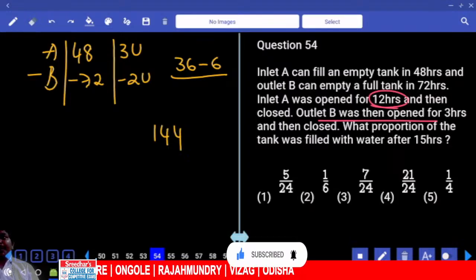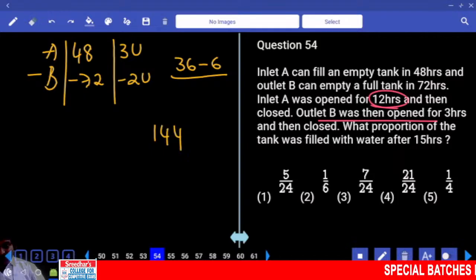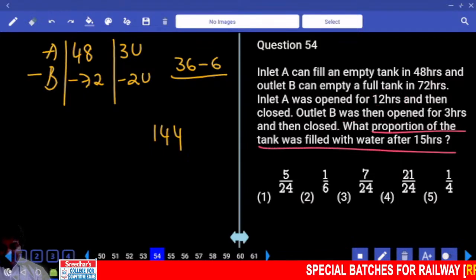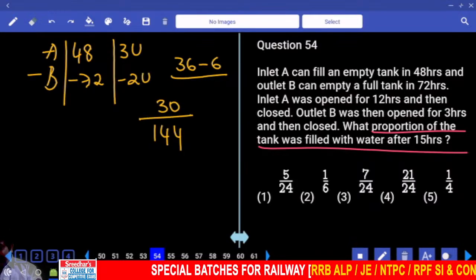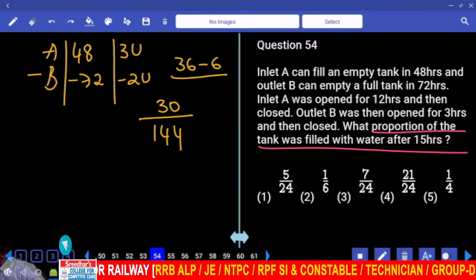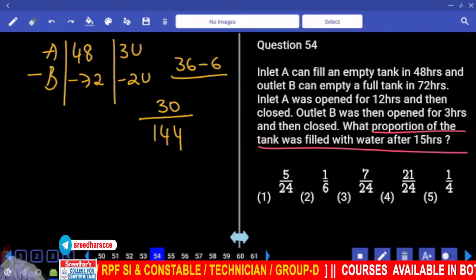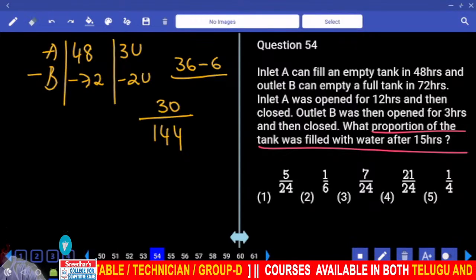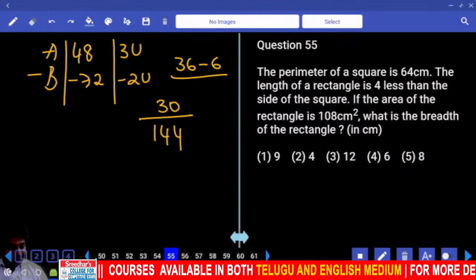A does positive work of 36 units. B does 6 units negative work. What is the final effect? 30 units are there in the tank now, out of the total tank capacity. The question is about what portion of the tank was filled with water now. Tank capacity 144, water in the tank now 30. Numerator is a 5 multiple. Is the denominator a 5 multiple? No. So the answer's numerator must be a multiple of 5. How many options are there? Only 1.